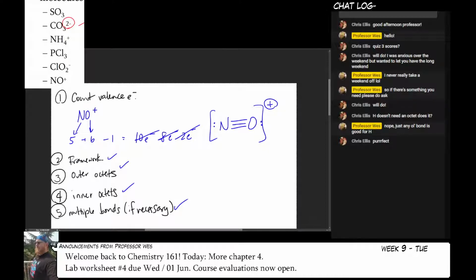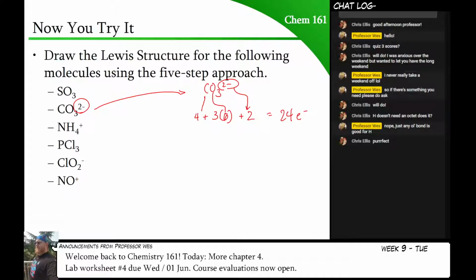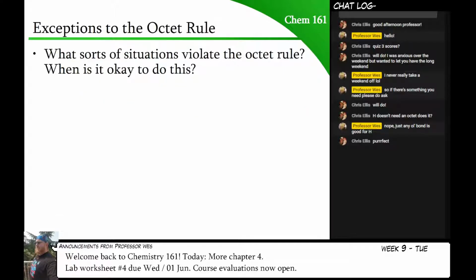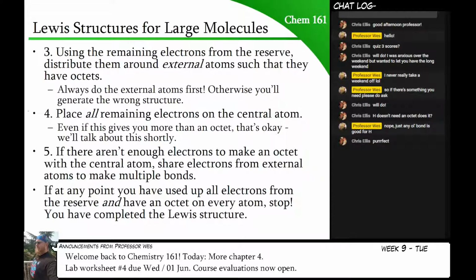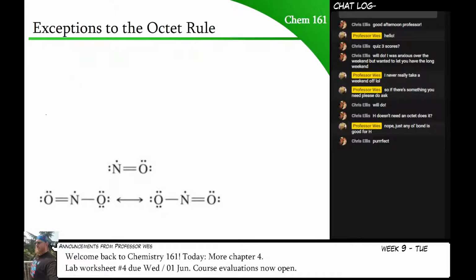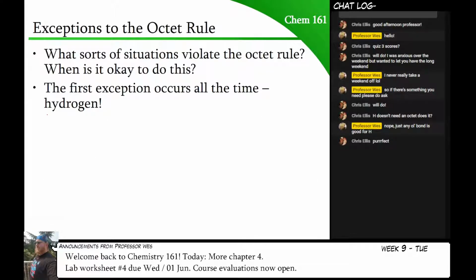We're going to draw more complex molecules later on, because what we're about to cover are situations where the octet rule isn't our guiding principle. In fact, one of these situations I've already delineated right here. If I go back to our 5-step plan, right here, the central atom in your structure may end up with more than an octet. We're going to talk about why this is in the next few seconds. All right. So let's talk about exceptions to the octet rule.